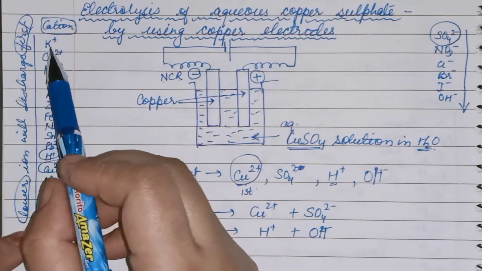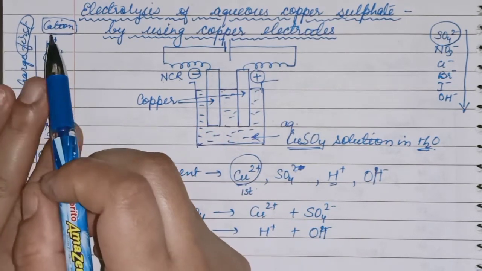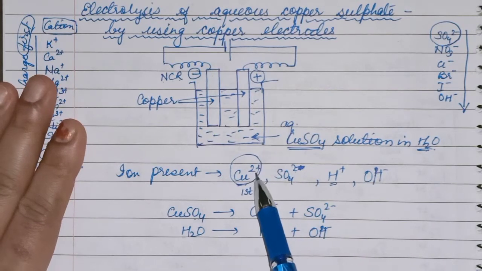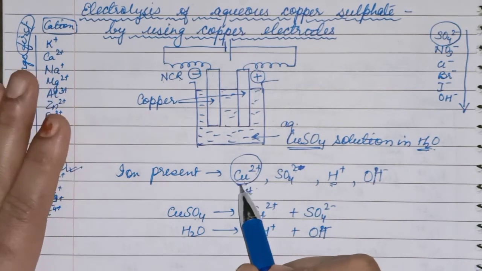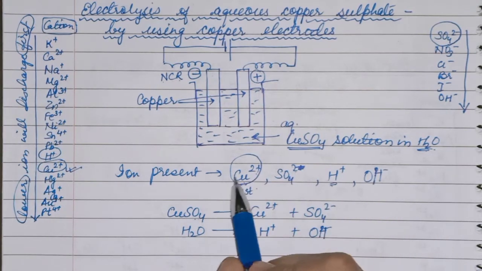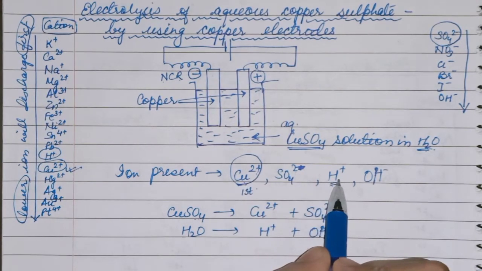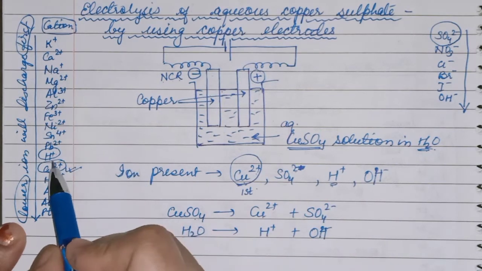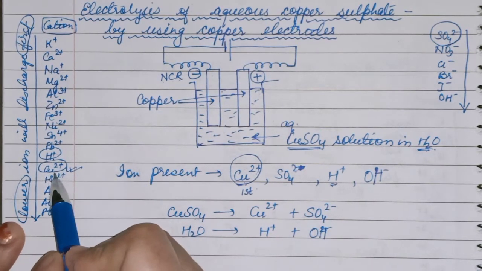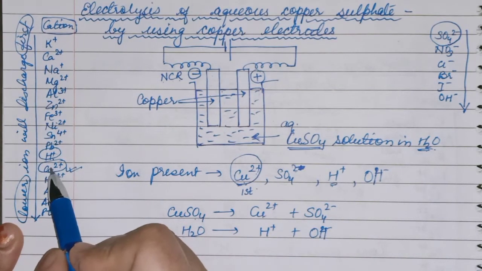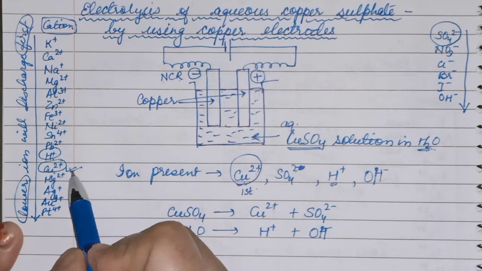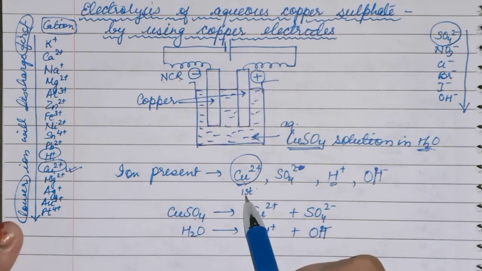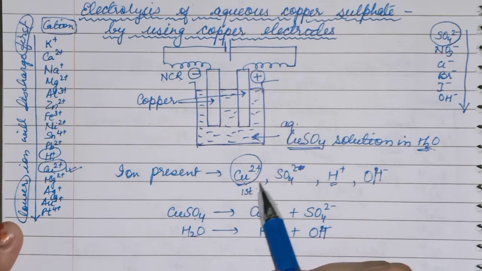So how many cations do we have in our electrolyte? Cu2+ and H+. These two cations are present. See here, H+ is here and Cu2+ is here. Which is occupying the lower position in this series? Cu2+. So here Cu2+ will get discharged first.